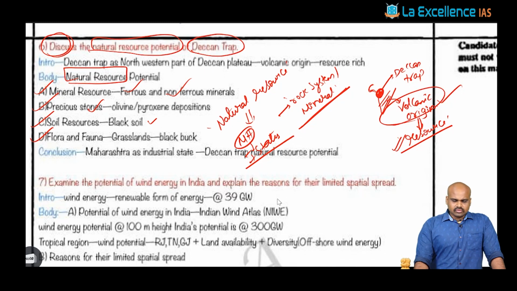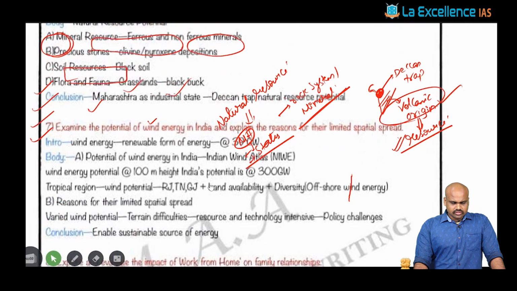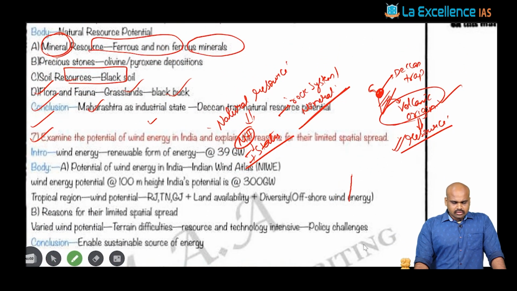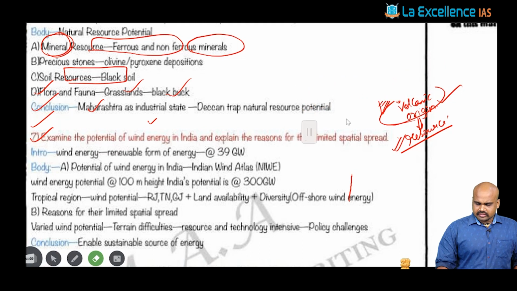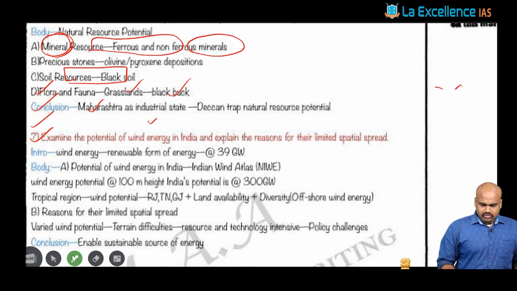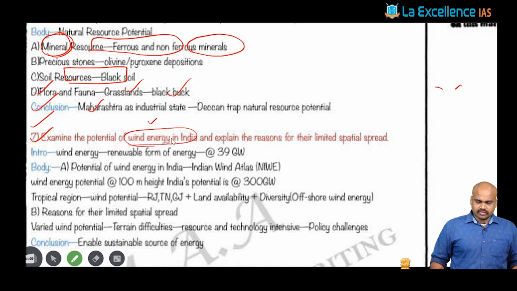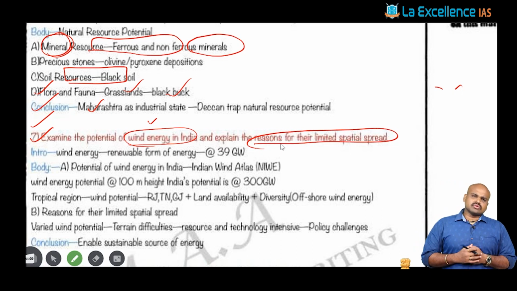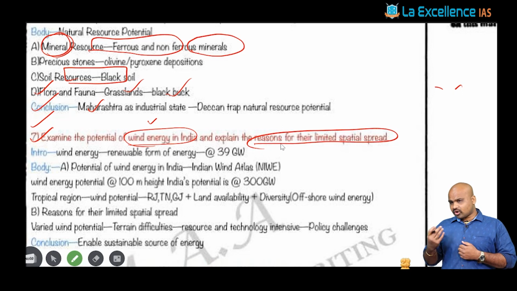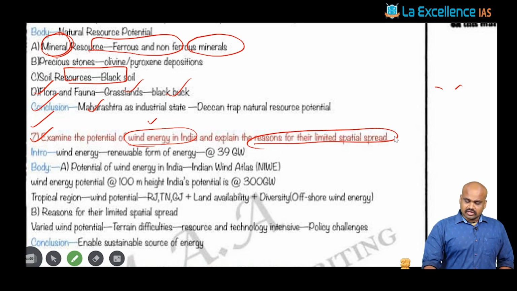Right? Then moving on further to the last 10 marker that is present with respect to geography, that is: examine the potential with respect to wind energy in India and explain the reasons for the limited spatial spread. You know that you can't find this wind energy present in all of the regions, for the reason that it has certain limitations for its spatial spread. That is what the question is asking about.